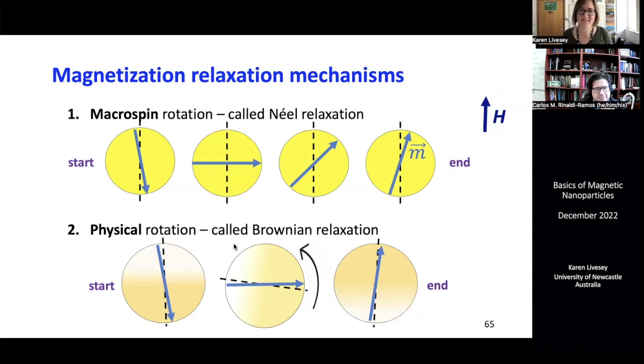I should say this Brownian relaxation is named after a biologist called Brown, who in the 1800s observed under a microscope pollen jiggling around, rotating and translating when there was apparently no external forces being applied. So this Brownian motion, or thermal motion, is named after a biologist.